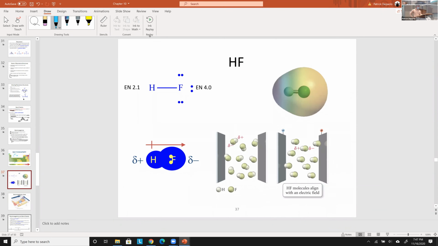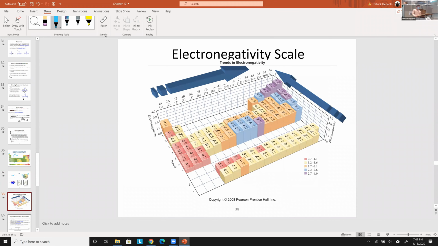Now, here's that example, HF. So HF, very polar. And what it does is you see there's a very big unequal distribution of electrons. The fluorine will kind of pull in all of them because it's very electronegative, giving the fluorine a large partial negative charge, and the hydrogen will have a large partial positive charge. That's a very polar molecule. So here's another representation of the electronegativity scale. It increases going to the top right.